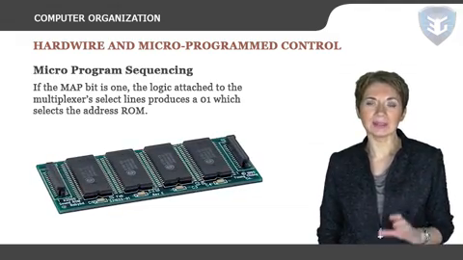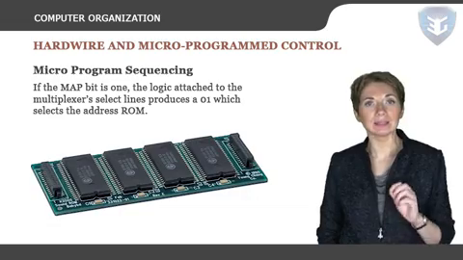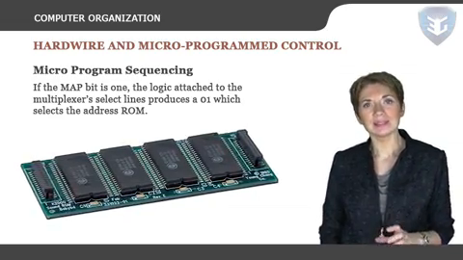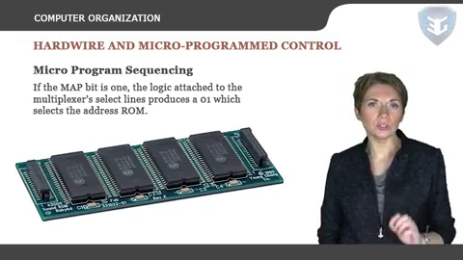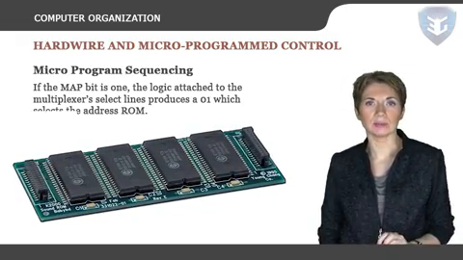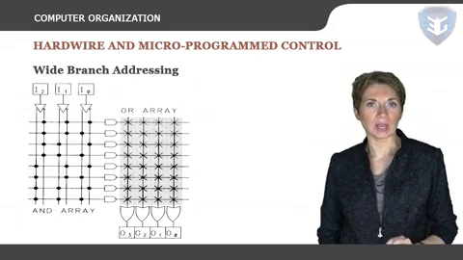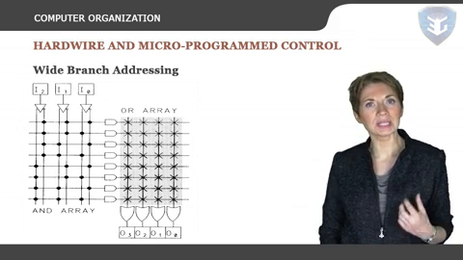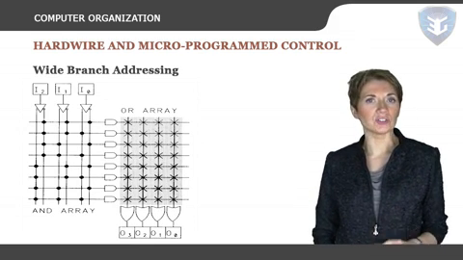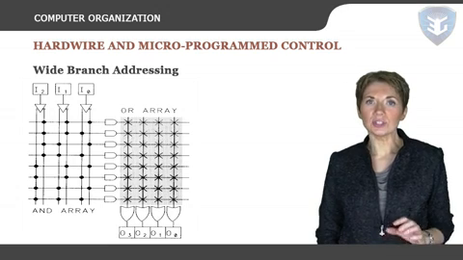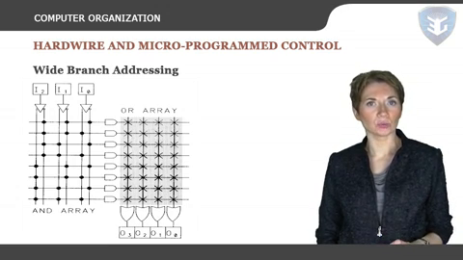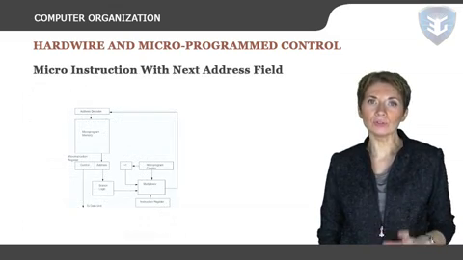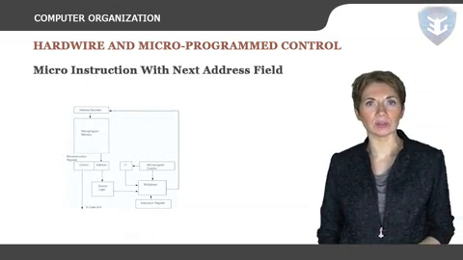It should be clear that the map bit must be set in the last microinstruction of the fetch microroutine, since it is at that moment that one wants the newly fetched instruction to be executed. Wide branch addressing. Generating branch addresses becomes more difficult as the number of branches increases. In such situations, a programmable logic array can be used to generate the required branch addresses. Microinstruction with next address field.